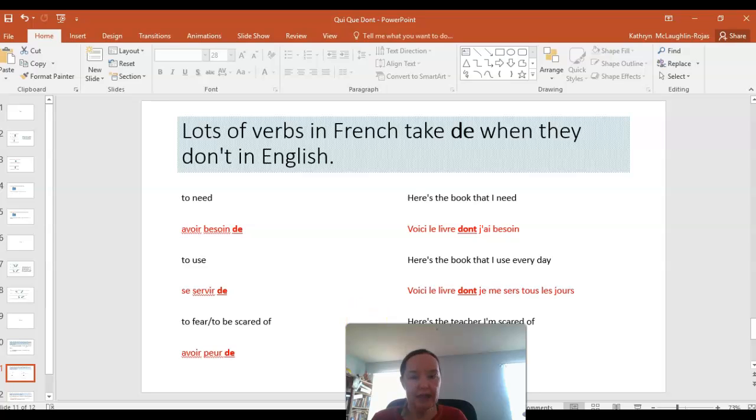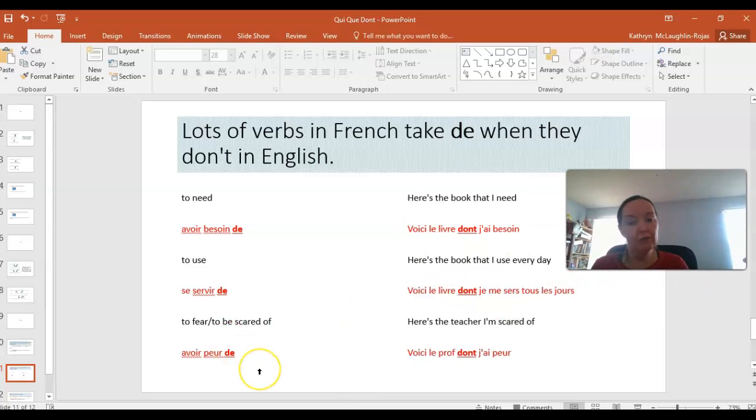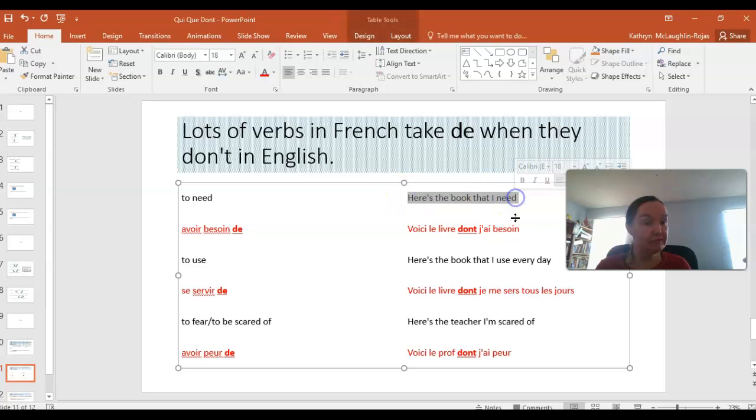All right, let's look at a couple of other examples of this. These expressions like avoir besoin de or avoir peur de, se servir de, we see a lot of these expressions with avoir that use de at the end. We'll need to use dont when we combine these into a sentence. So in English, I might say, here's the book that I need, okay? In French, it's going to be voici le livre dont j'ai besoin. Why do I use dont? Because normally, j'ai besoin is followed by de. So, avoir besoin de, it's kind of like saying, here's the book of which I need. It would sound really awkward in English, but it's the way we need to do it in French.